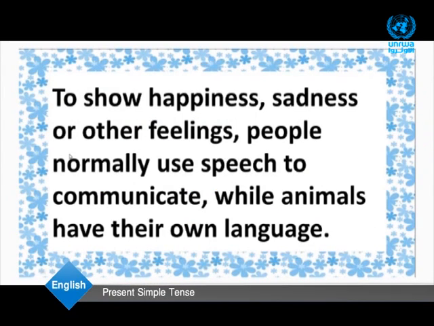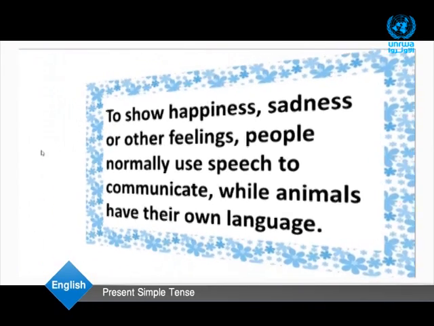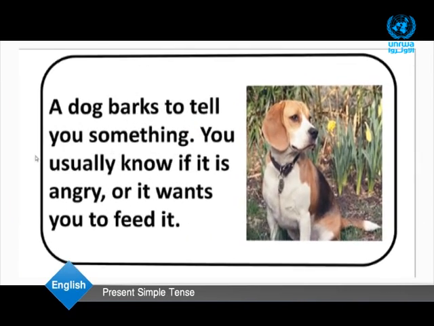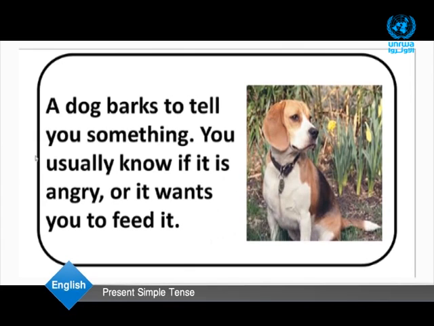To show happiness, sadness, or other feelings, people normally use speech to communicate, while animals have their own language. Monkeys show their teeth when they are angry, and they hug to show care. A dog barks to tell you something. You usually know if it is angry or it wants you to feed it.